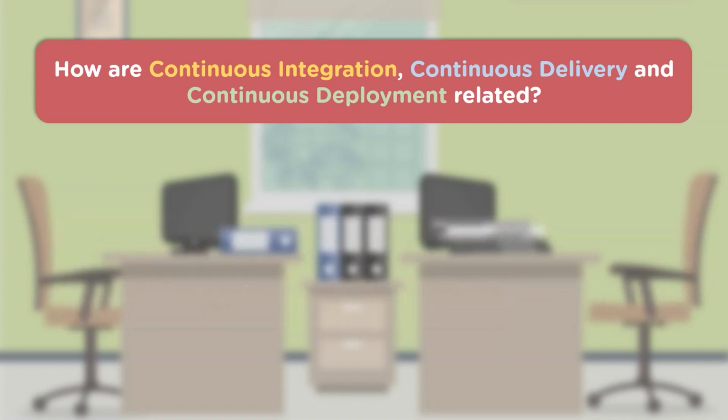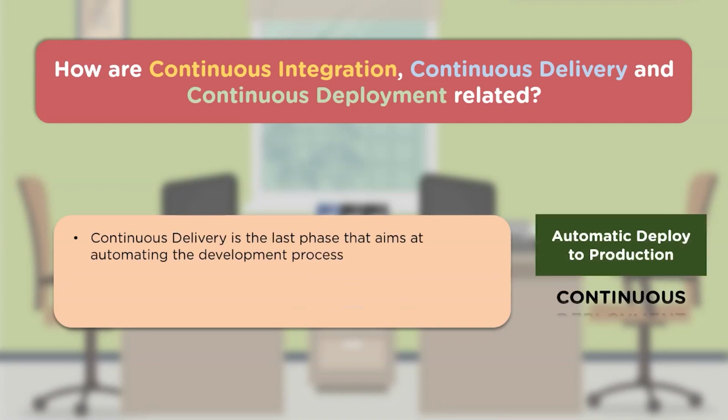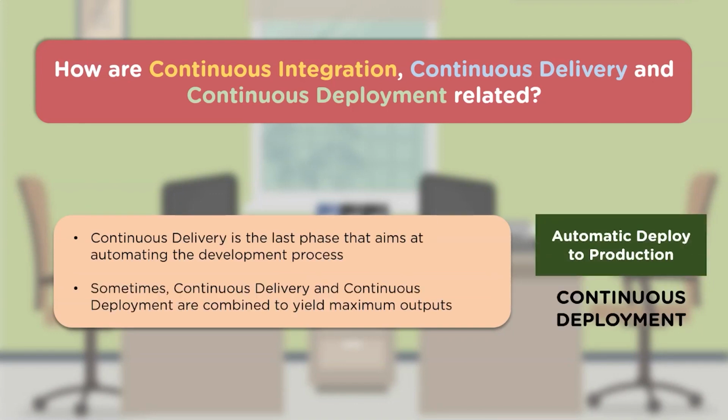After the delivery phase comes the last phase, that is the continuous deployment phase. Continuous deployment phase is the phase that is completely free from human interference. There is a common goal that continuous delivery and continuous deployment share. That goal is to automate the entire development process. These phases are sometimes combined to each other to give the maximum productivity.